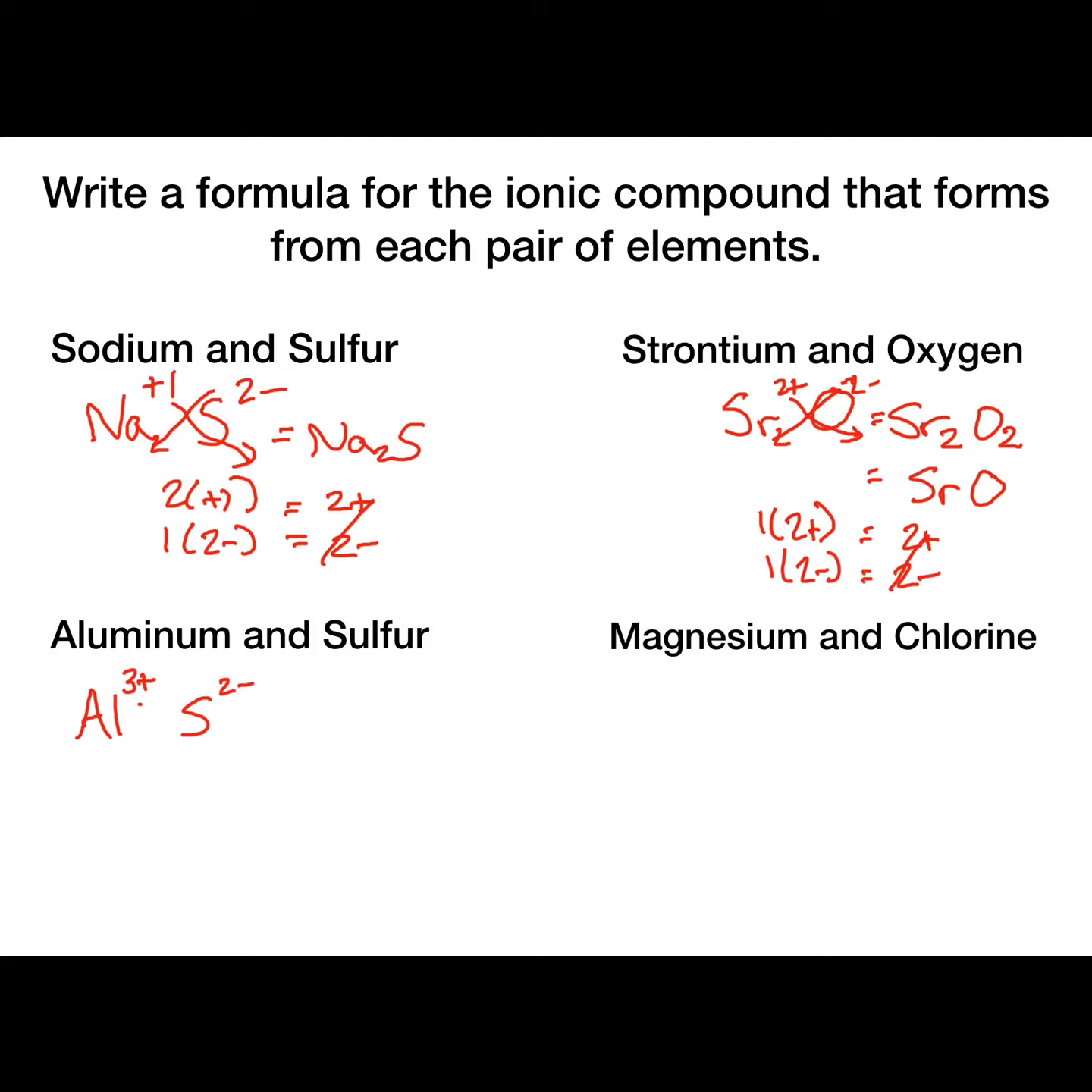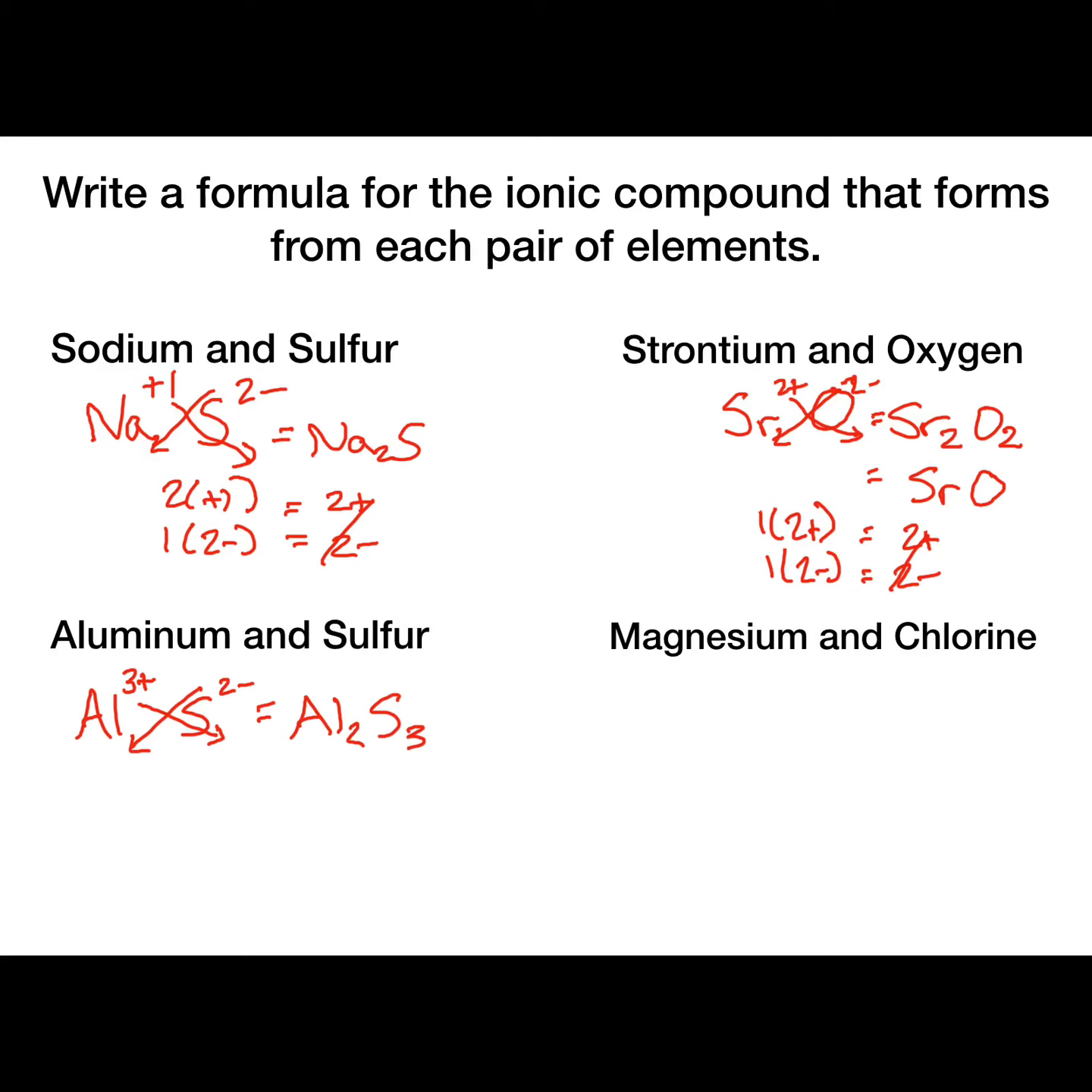Now we're going to crisscross these charges. So we get Al2S3. Now that is the most simplified version. We cannot simplify that any further.